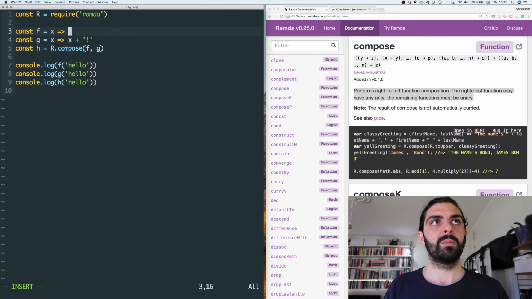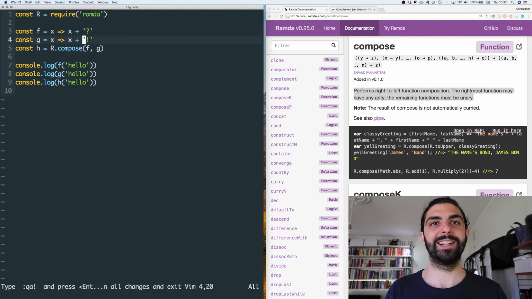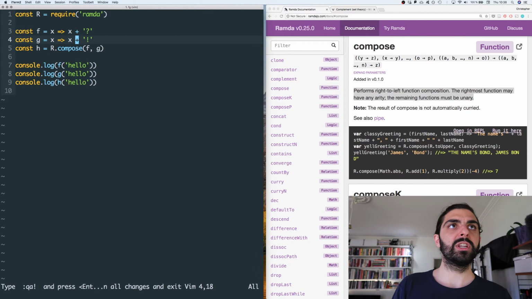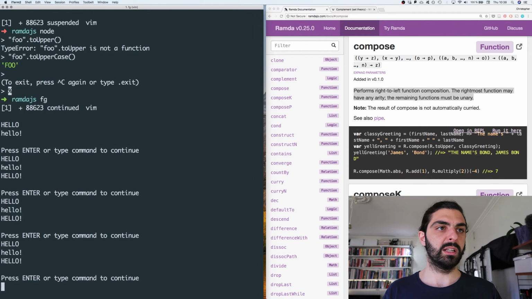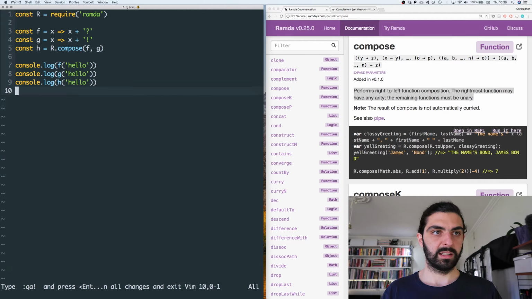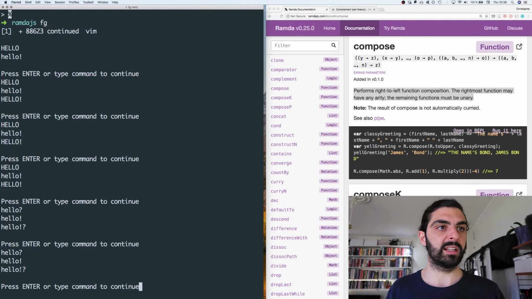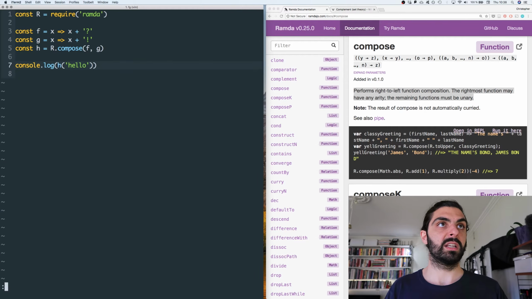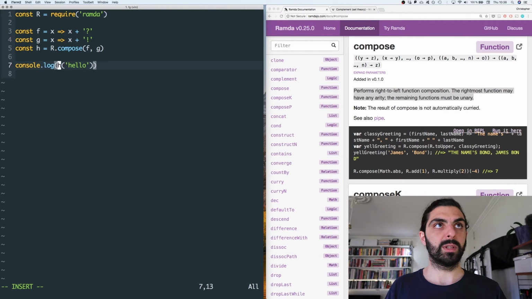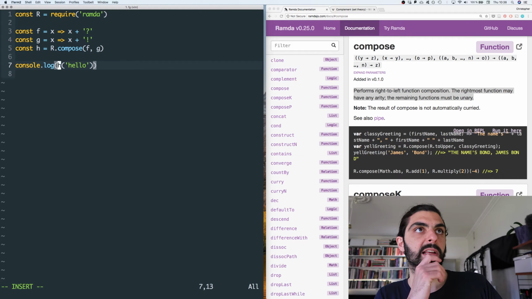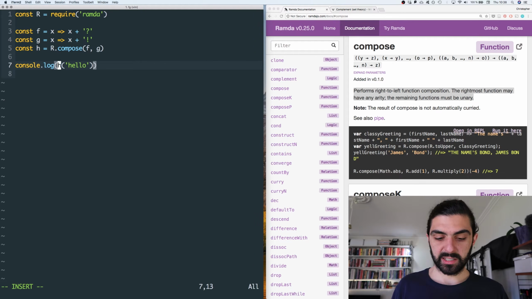So we should change this. Maybe let's say that F is adding a question mark. Sorry, this is pretty silly. And G adds the exclamation mark. So if we run this now and we compose F and G, you can see we first get the exclamation mark and then we get the question mark. And if I remove this single invocation of F and G, so we only have this as an output, and actually let's add here so we know which one we are talking about. H on hello.